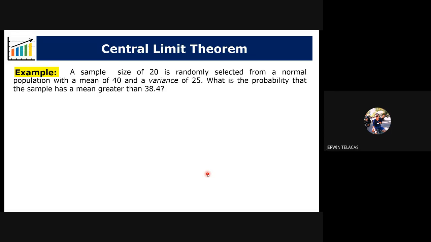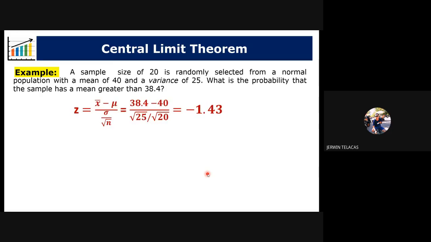Where did the 20 come from? A normal population, sir. Okay. So since the sample size of 20 was selected from a normal population, can we apply the central limit theorem? Yes or no? Yes. Okay, it's yes. Even though it is less than 30, it came from a normal population, so we can still apply the central limit theorem. So let's just illustrate.